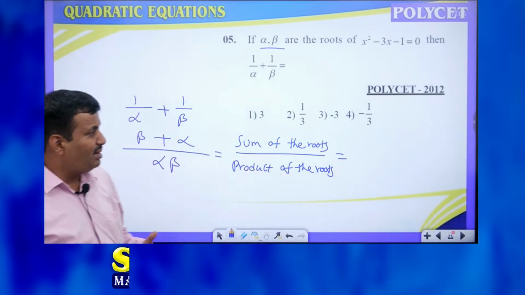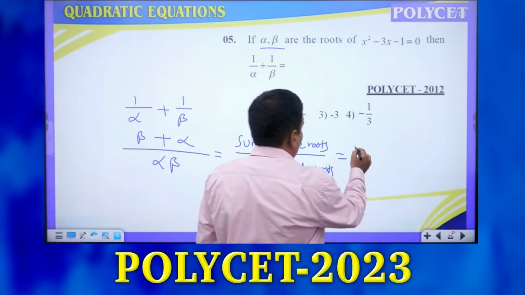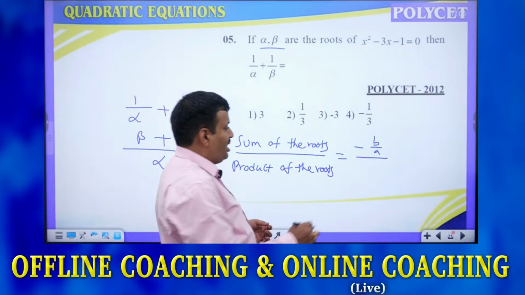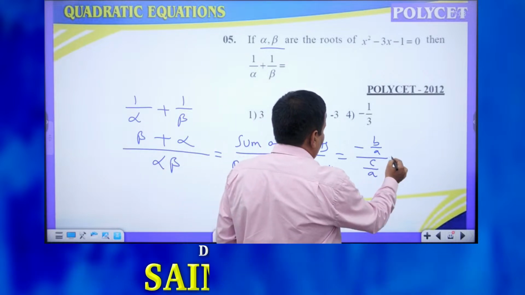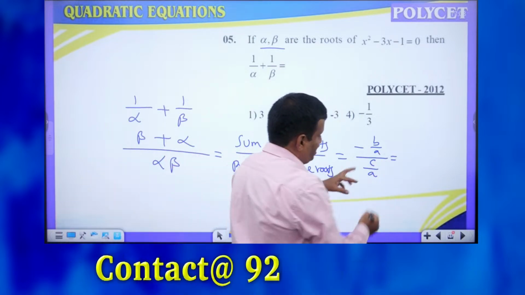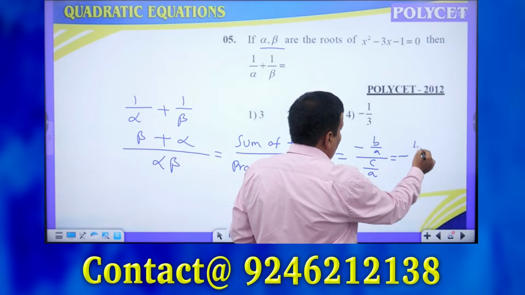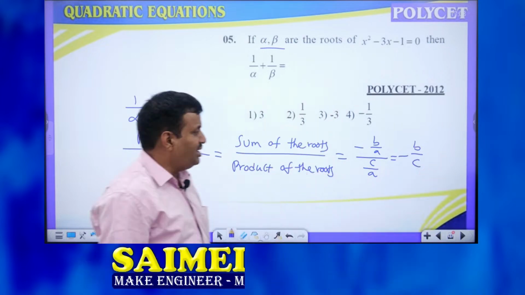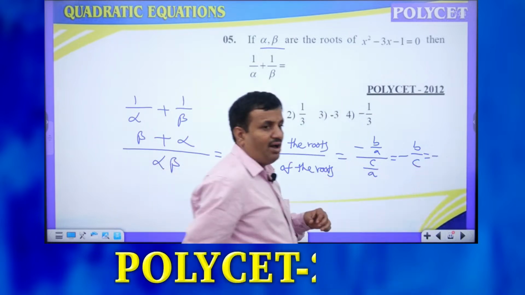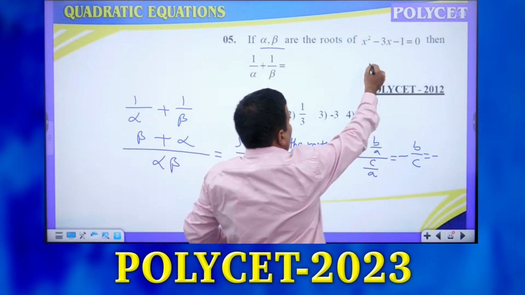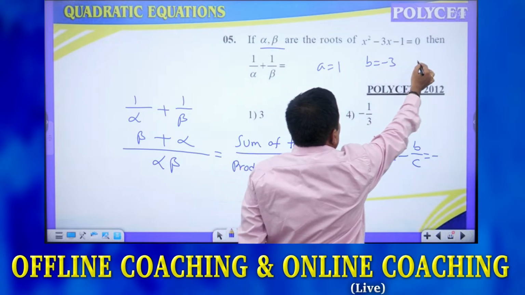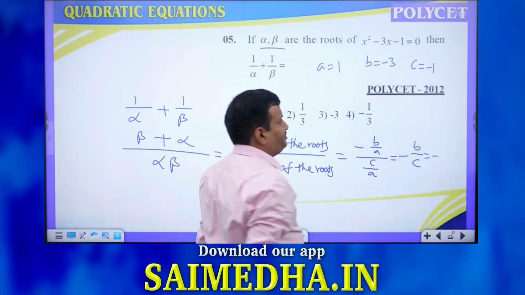Sum of the roots, product of the roots. What is the formula for the sum of the roots? Minus b by a. And product of the roots, what is the formula? C by a. Minus b by a divided by c by a. What is the overall simplification? A and a will be cancelled. A cancel అయిపోతే మనకి ఏం వచ్చేస్తున్నాం ఇక్కడ? Minus b by c. What is the result we are getting? Minus b by c, which is equals to minus of, what is the b value here? B is equals to minus 3, a is equals to 1, c is equals to minus 1.